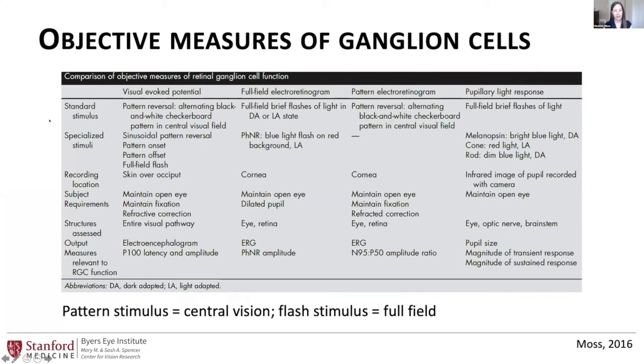And I don't expect anyone to read this entire chart, but I just wanted to provide a reference that there are some other techniques that can be more objective for measuring ganglion cell function, meaning that they don't rely on the subject response. And I'll talk a little bit about a couple of these.